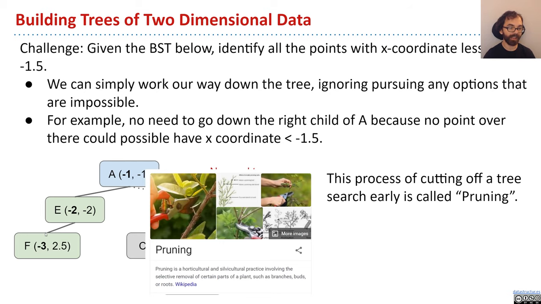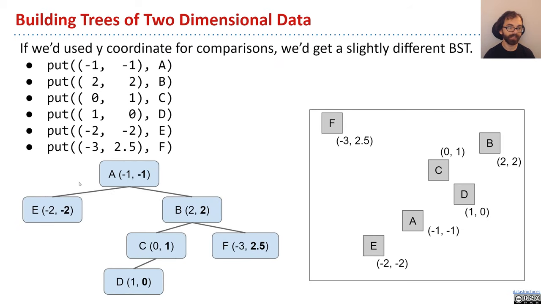Instead of having A, E, F as our left spine of the tree, now we have A and then E over here, but no F. Why? Well, because whenever we insert our root, here it is, it's the root. Now when we insert 2, since 2 is greater than minus 1, these bolded numbers, it ends up on the right, just like before.